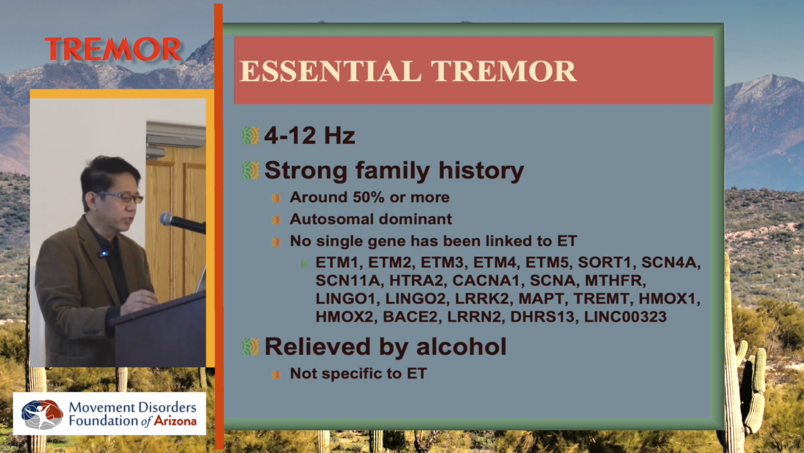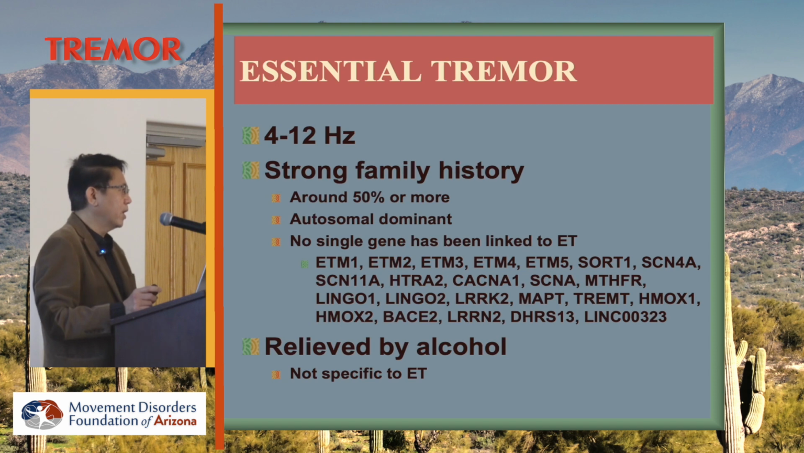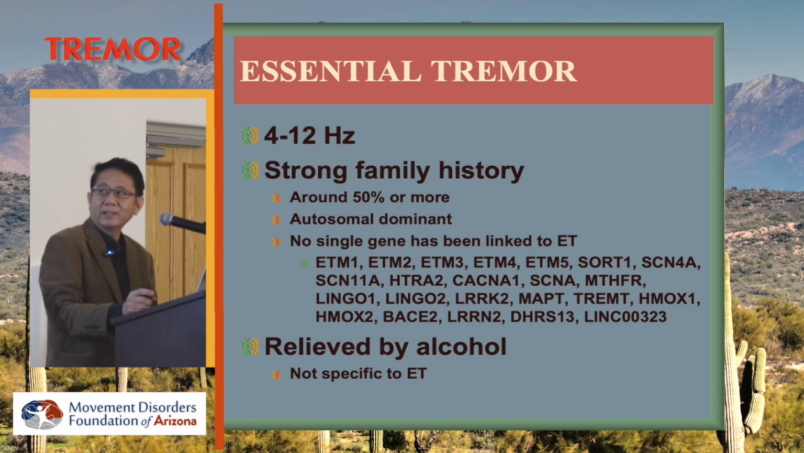And then there's no single gene that has been linked to ET. There's many genes that have been identified to cause or be associated with essential tremor. And classically, this kind of tremor was considered to be specific to alcohol, although we know for a fact that alcohol calms down any tremor, whether it be essential tremor, Parkinson's tremor, or dystonic tremor.